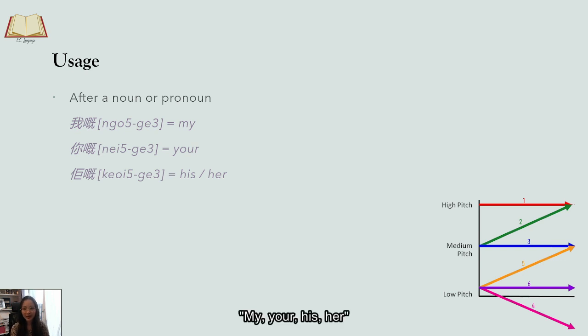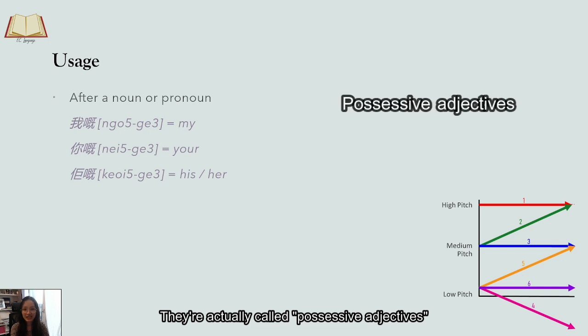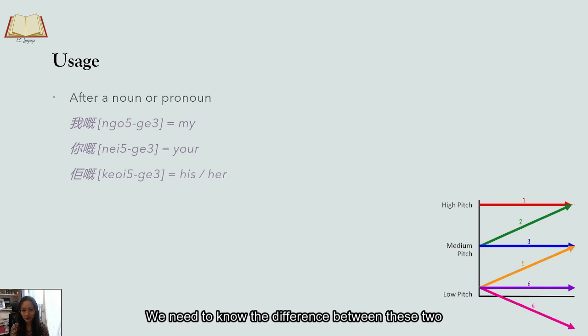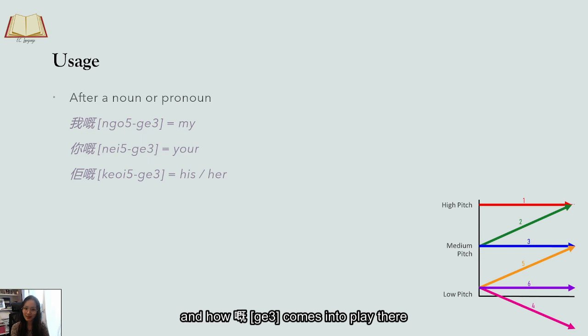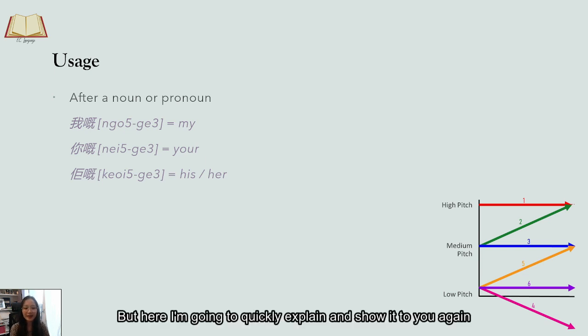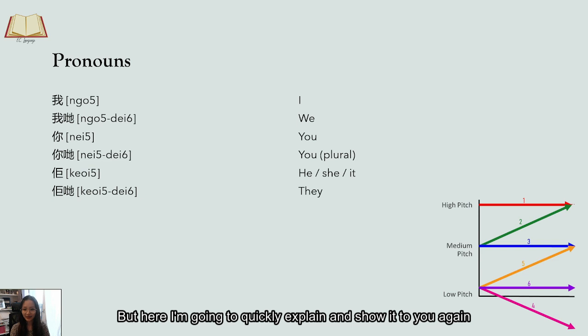Bear in mind, my, your, his, her, these types of words, they're actually called possessive adjectives and not possessive pronouns. We need to know the difference between these two because in a bit I'm actually going to explain to you what possessive pronouns are and how ge comes into play there. So I have explained pronouns before in a previous video, which I will include a link to, but here I'm going to quickly explain and just show it to you again, just so that we know and we got it in place.